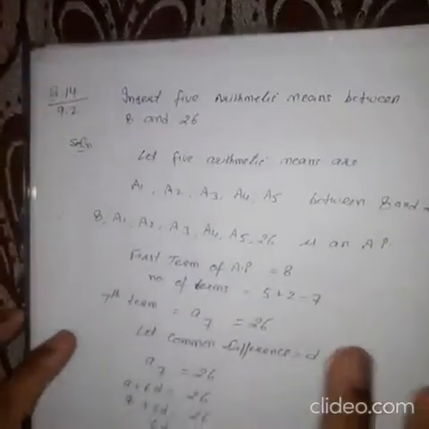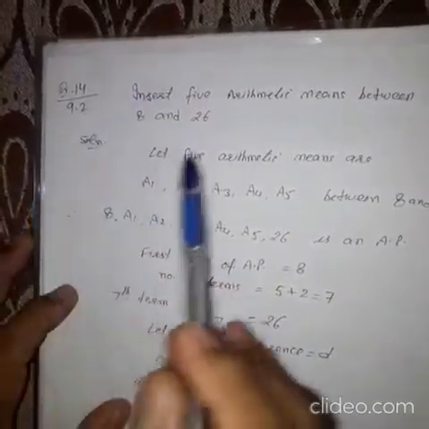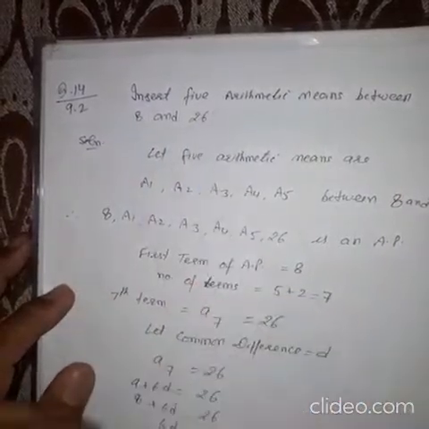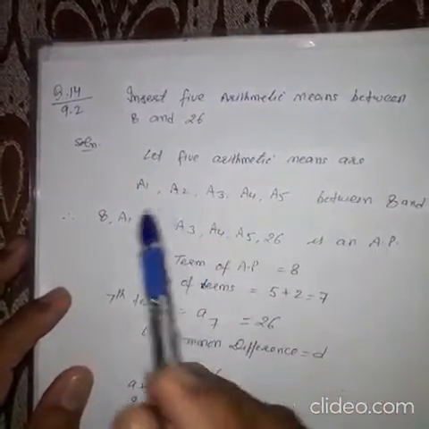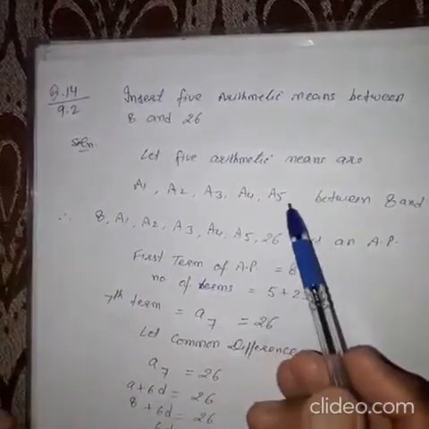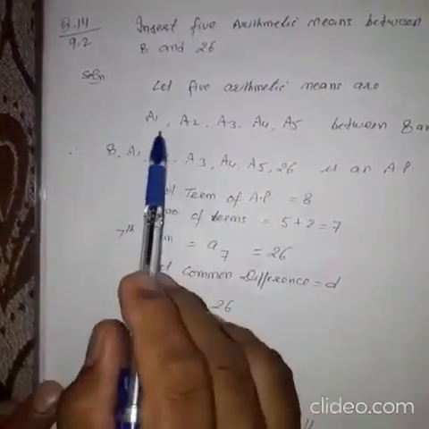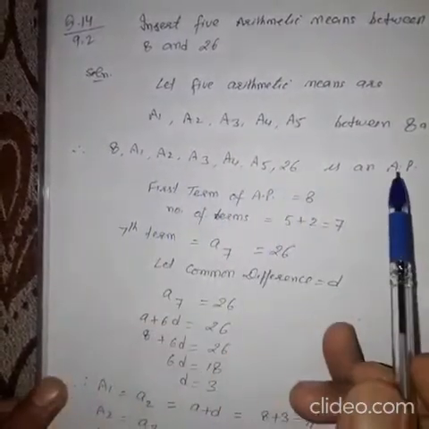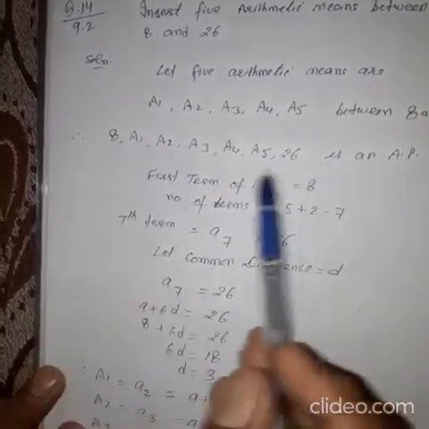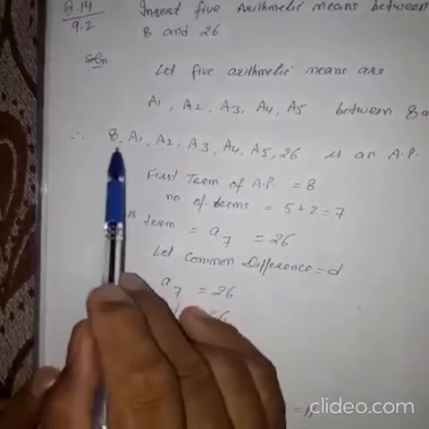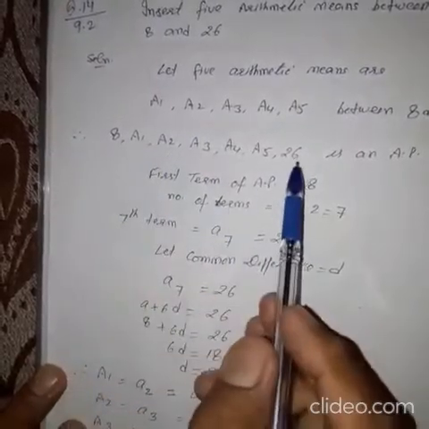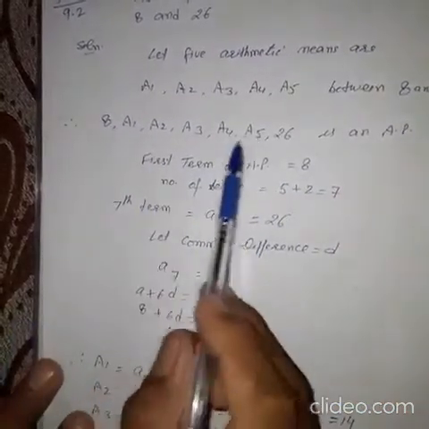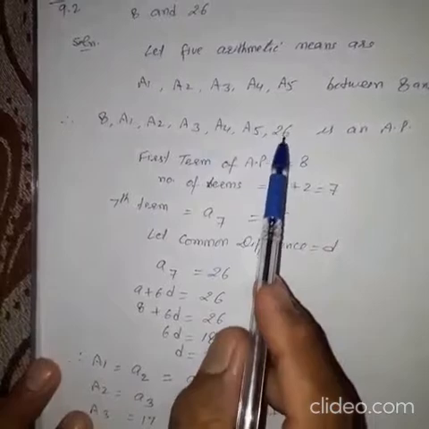Now consider the question of exercise 9.2. Insert 5 arithmetic means between 8 and 26. So let the 5 arithmetic means be A1, A2, A3, A4 and A5. Because these arithmetic means have been inserted between 8 and 26, all these numbers will form an AP. So in this AP, 8 is the first term. The number of terms is 5 plus 2, so 7. The 7th term will be 26, the last term.